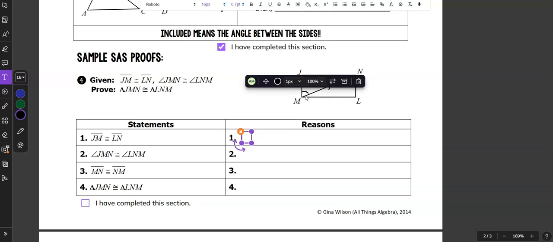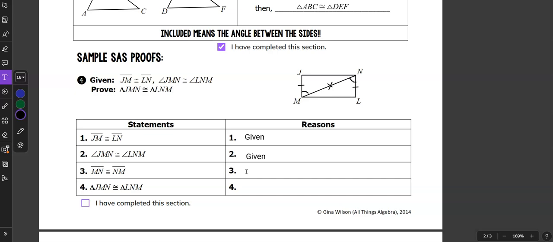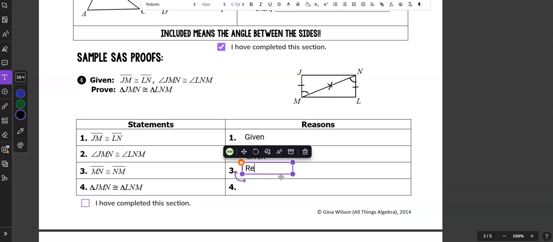All right, we know JM is congruent to LN because that was given information. We know these angles are congruent because, again, that was given information. And we know that this side is congruent to itself. Again, anytime we see that something is congruent or equal to itself, that is the reflexive property. It works in algebra and geometry. Remember, A equals A, X equals X, B equals B, C equals C, 1 equals 1, 2 equals 2, -1 equals -1. All of those things are examples of the reflexive property. Something is always equal or congruent to itself.